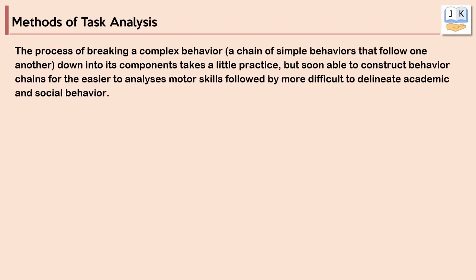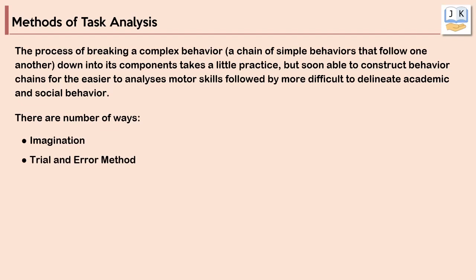What are the methods of task analysis? The process of breaking a complex behavior down into its component parts takes a little practice, but soon you'll be able to construct behavior chains, first for the easier to analyze motor skills, followed by the more difficult to delineate academic and social behaviors. There are a number of ways. The first one is imagination. You might just imagine the desired behavior and write down the possible steps.